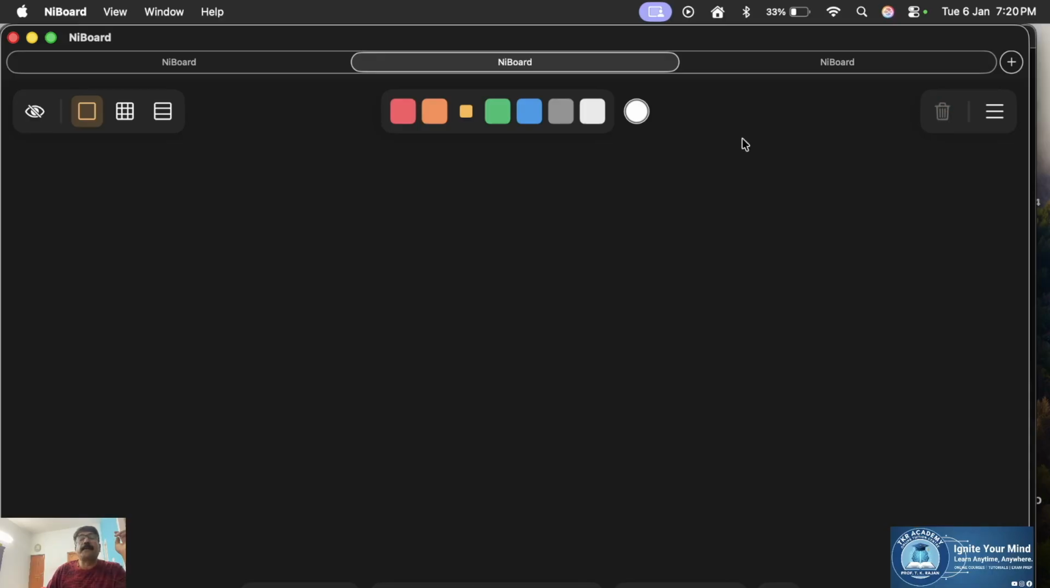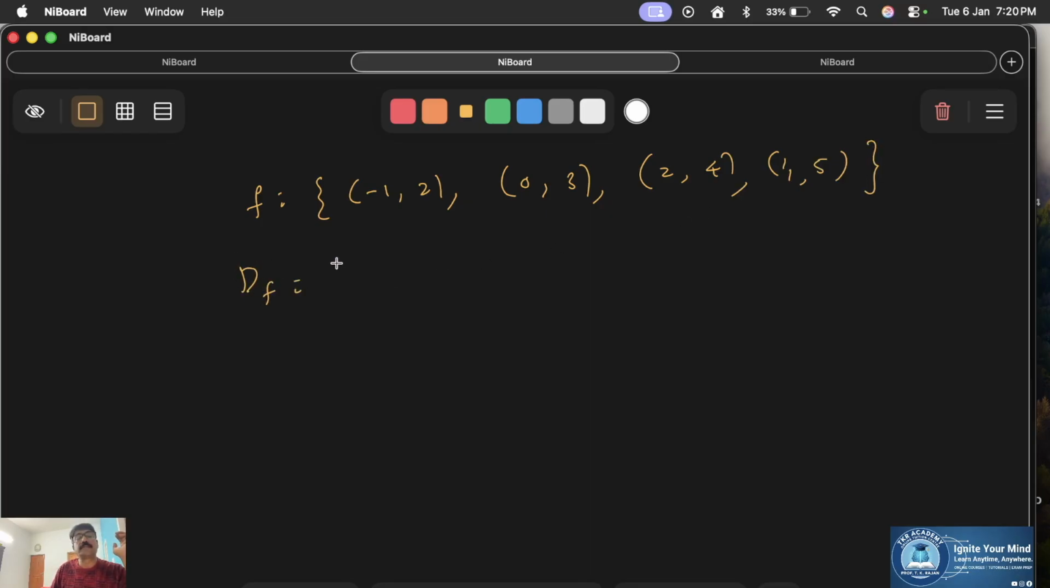Okay, now let us take another example. Suppose f is a function consisting of the pairs -1 to 0, 3, 2, 4, 1, 5. Now what is the domain of f? Domain of f consists of -1, 0, 2, 1, the set of all first elements of the pairs. Range of f is 2, 3, 4, 5, the set of all second elements, the set of all y's, that is the range.